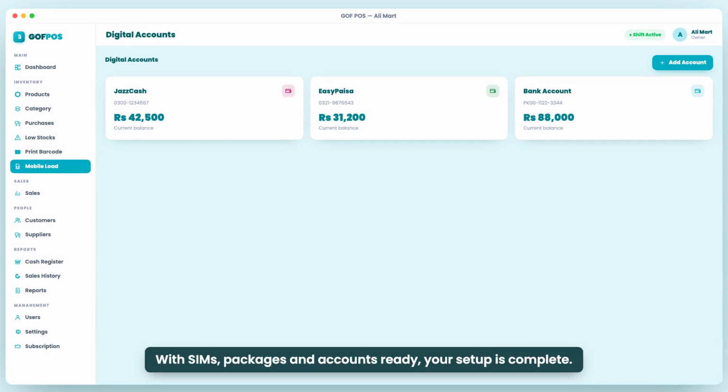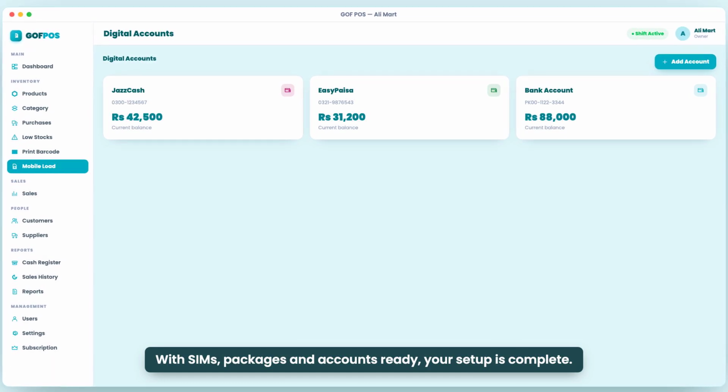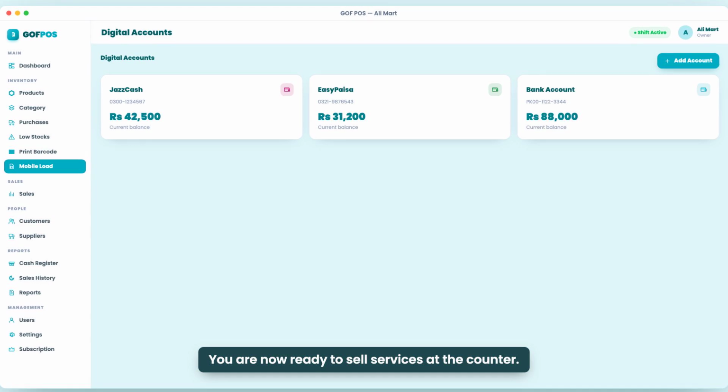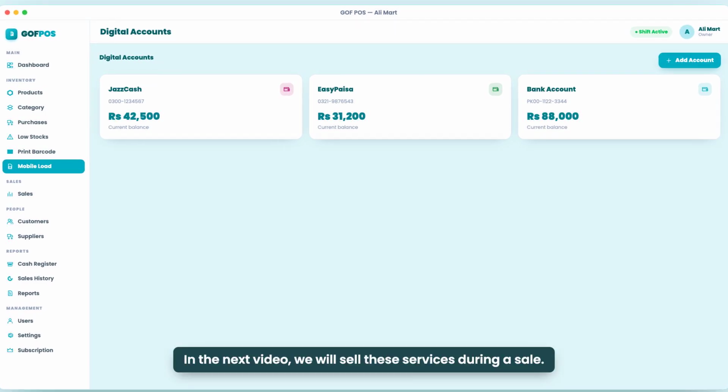With SIMs, packages, and accounts ready, your setup is complete. You are now ready to sell services at the counter. In the next video, we will sell these services during a sale.